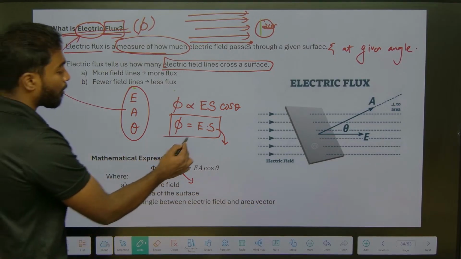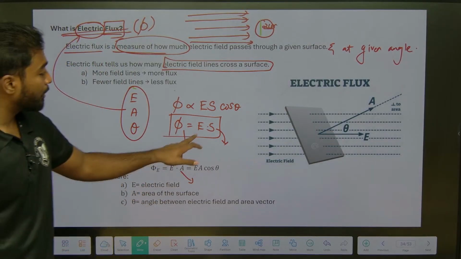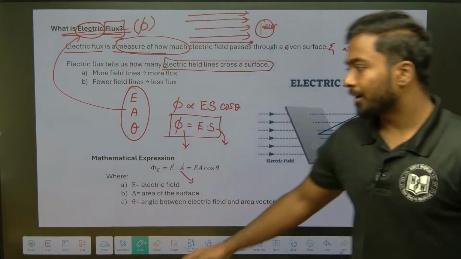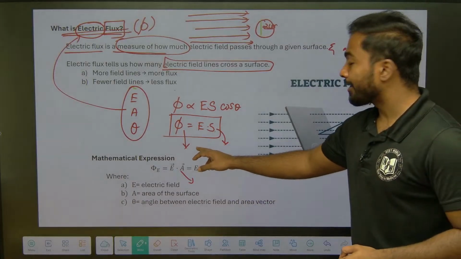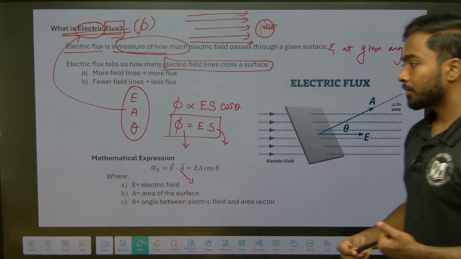When we talk about the resultant, electric flux is a scalar property because we are using a dot product. When we use a cross product, we get a resultant as a vector, but here we are getting a resultant as a scalar. So electric flux is a scalar property.